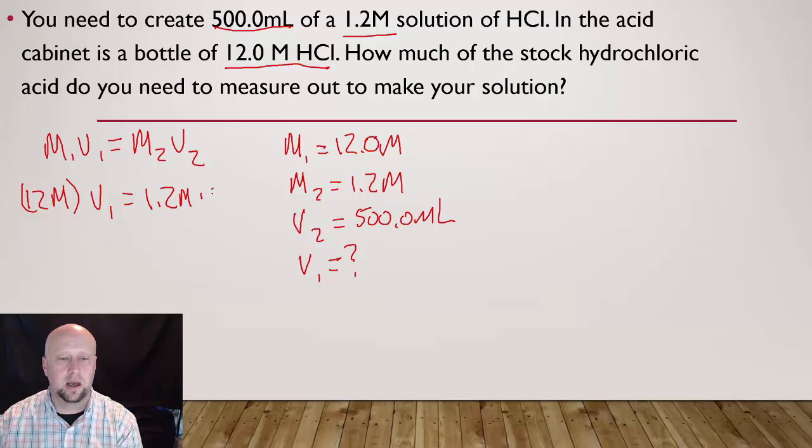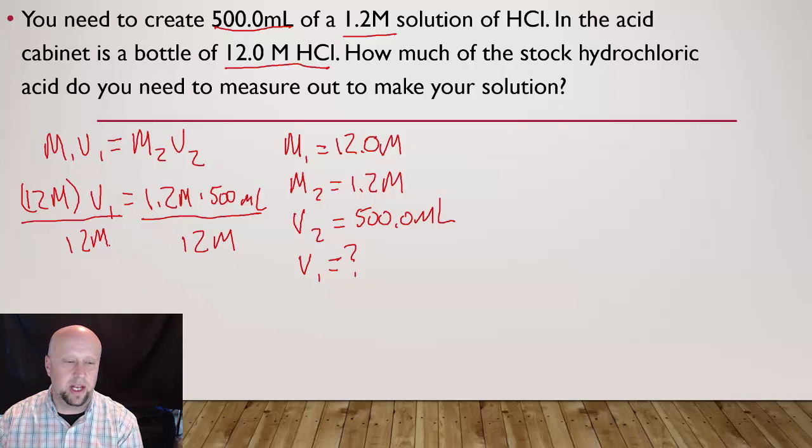1.2 molar times 500 milliliters. Okay, we're solving for V1. I want to get it by itself, so algebraically, we're going to divide both sides by 12 molar. Okay, and then when we plug all of that in, make sure you cancel that stuff out. And we solve for V1, then V1 is going to come out to be 50 milliliters.